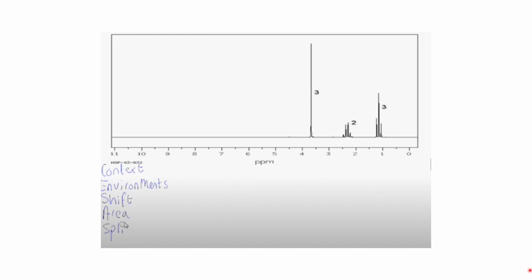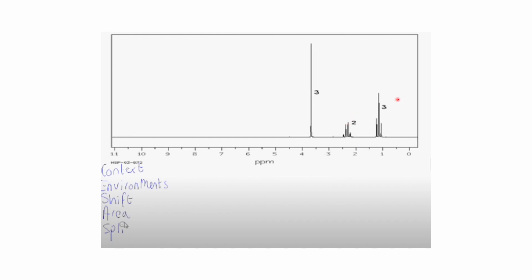So we start by looking at the context. What do we already know about the molecule? In this case, the question would tell us that the molecule is an ester. We also know that this is a proton NMR spectrum because the chemical shift scale, the scale on the x-axis, is from 0 to 11 parts per million. In the case of a carbon-13 NMR spectrum, it would be up to about 200 ppm.